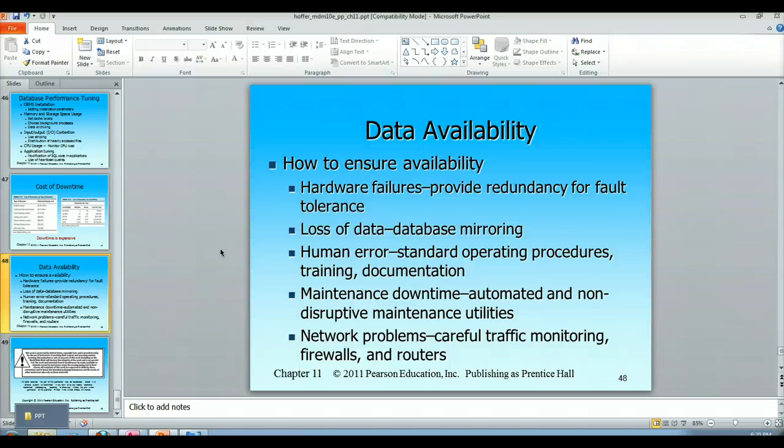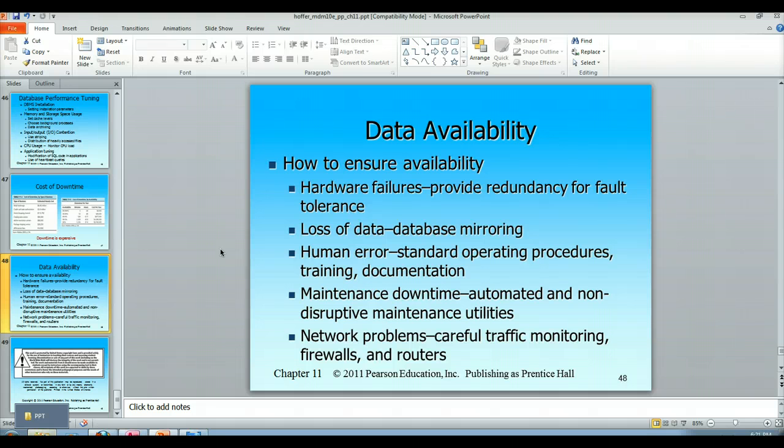So realize that you can store all the data you want. If people can't get to it, it's useless. Alright? So one of the things we need to be able to do is to ensure that our data is available to our users. We have to protect against hardware failures. So again, some kind of redundancy for fault tolerance.